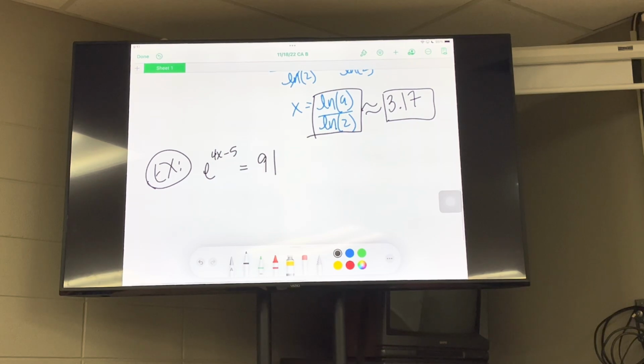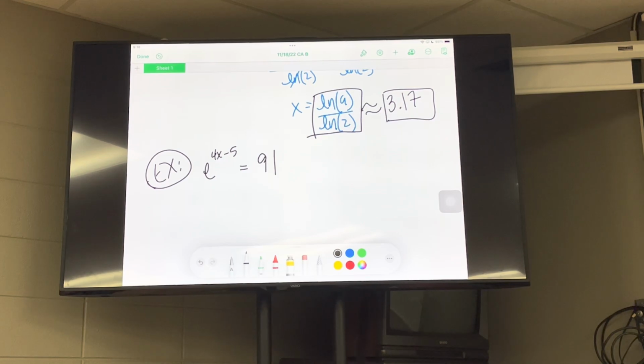Okay, so here we have e to the 4x minus 5 equals 91. So again, right off the bat, I know I can't raise e to a power and get 91. Not off the top of my head, I can't, okay? So x is in the exponent, so I can't add, subtract, multiply, divide to get x out of the exponent. I need to get x out of the exponent so I can figure out what it is.